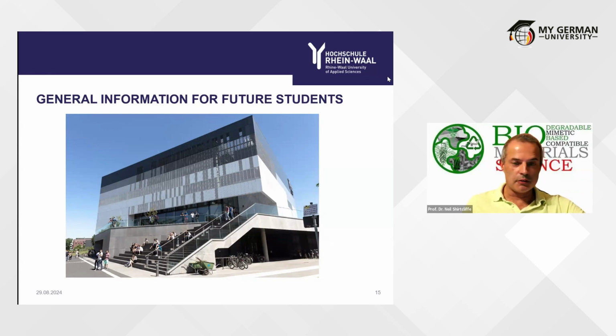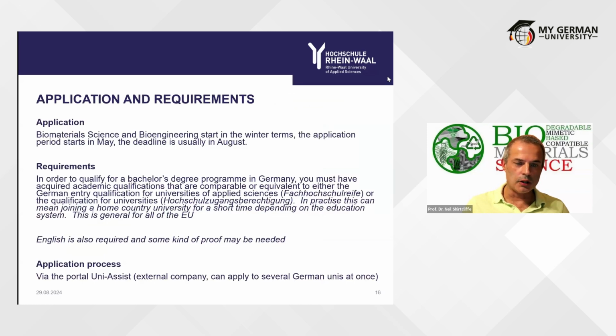This is our general information. Usually somebody else does this, but this is our general information for students of our university. That's just a picture of our large building. Application in biomaterial science and bioengineering is in the winter term, or the courses start in the winter term. Application starts in May, and the deadline is usually in August.